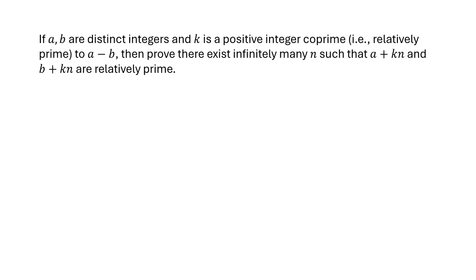Let's have a look at another problem. If a and b are distinct integers and k is a positive integer coprime, i.e. relatively prime, to a minus b, then prove there exist infinitely many integers n such that a plus kn and b plus kn are relatively prime.